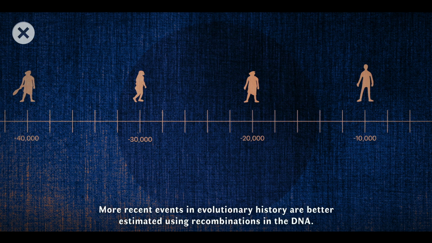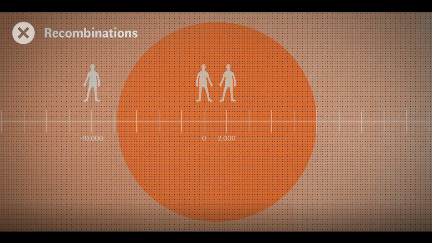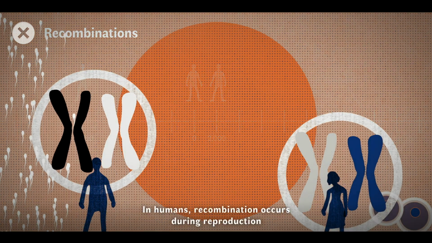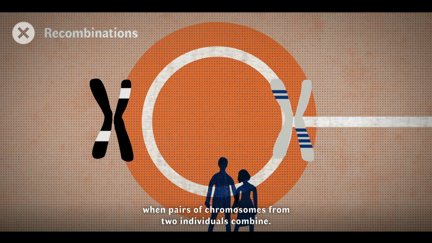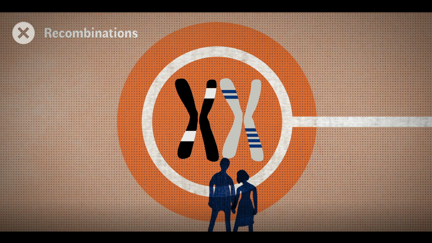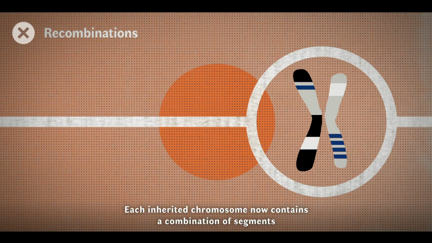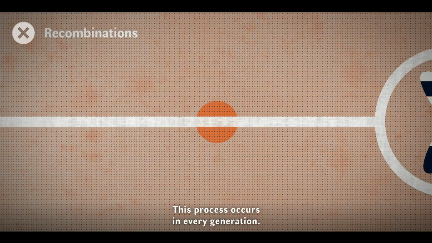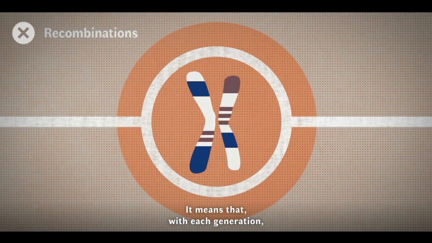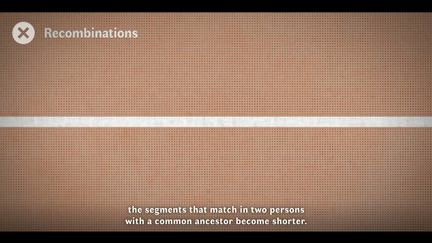More recent events in evolutionary history are better estimated using recombinations in the DNA. In humans, recombination occurs during reproduction when pairs of chromosomes from two individuals combine. Each inherited chromosome now contains a combination of segments from the two parental chromosomes. This process occurs in every generation. It means that, with each generation, the segments that match in two persons with a common ancestor become shorter.